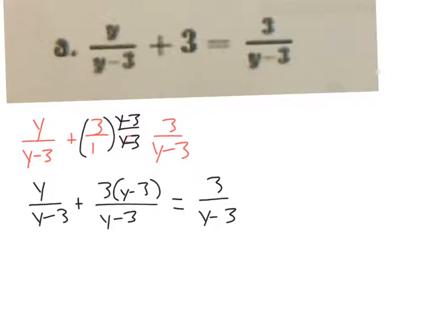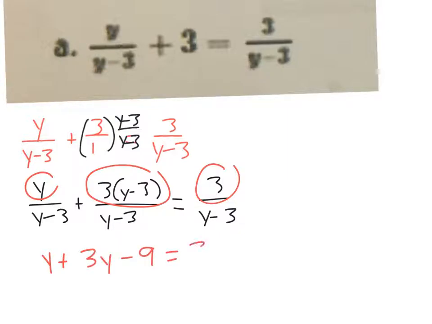Now, if they're all over y minus 3, then that means this plus this has to equal this. The numerators have to equal each other. You can just drop the denominator for the sake of it. It's like I'm multiplying everything by y minus 3, and it just cancels all those terms. So that leaves me with y plus, and I'm going to distribute, 3y minus 9 equals 3. So that leaves me with 4y equals, move that over, 12. So that gives me y is equal to 3.